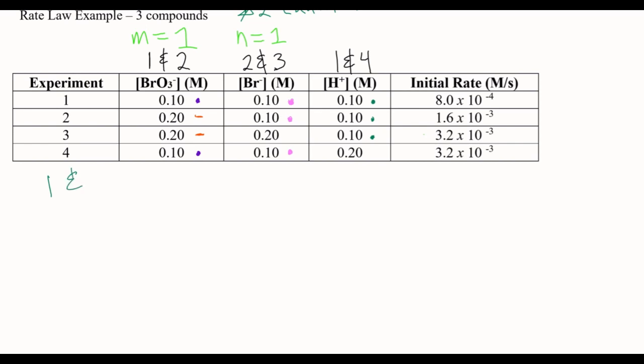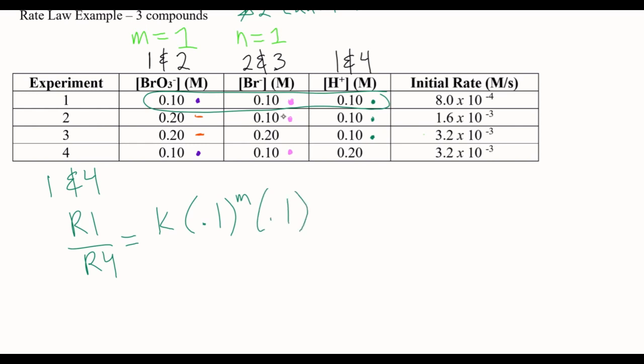All right, last one here, 1 over 4. So we're going to take reaction 1 divided by reaction 4. Again, I'm just going to plug in the numbers to save some time. So plug in all the numbers for reaction number 1 divided by all the numbers for reaction number 4.